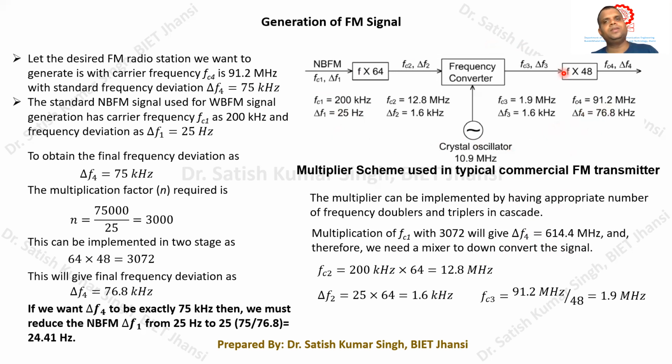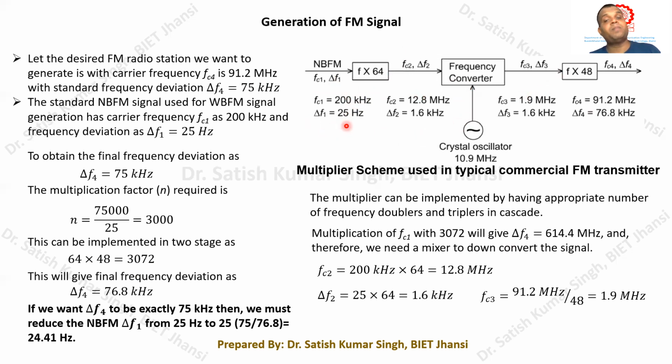So we need a frequency converter or a mixer circuit that will be able to perform the down conversion of the carrier frequency. We have already seen that due to the frequency multiplier, three parameters change. The first is the carrier frequency, which changes by the multiplication factor. The second is the beta value, the modulation index, and the third is the frequency deviation.